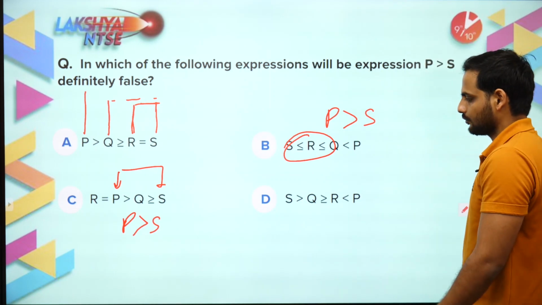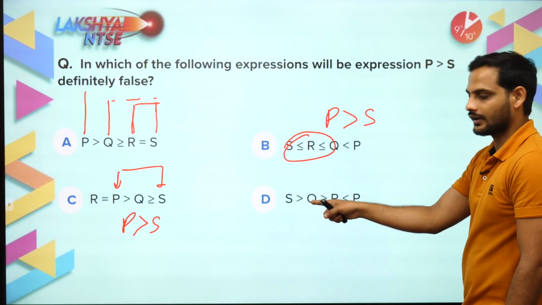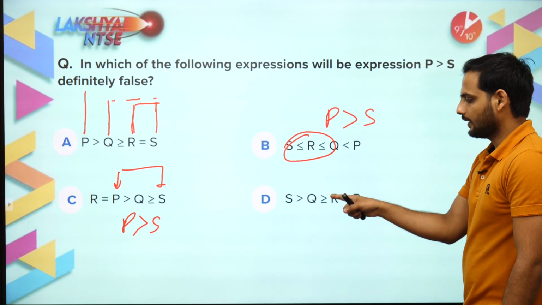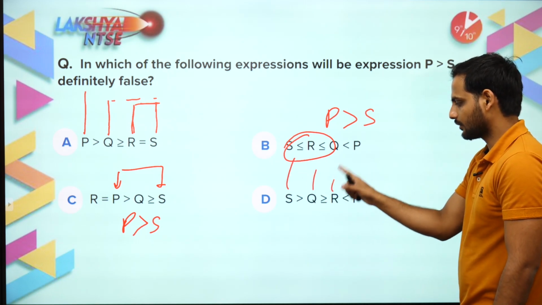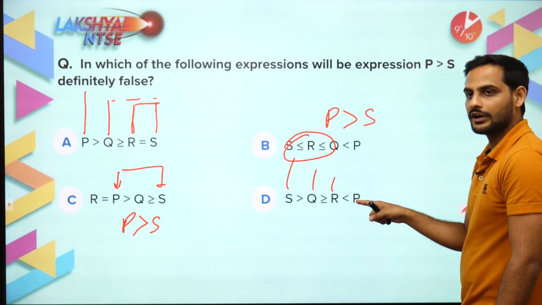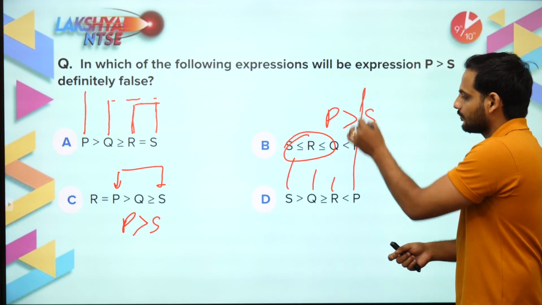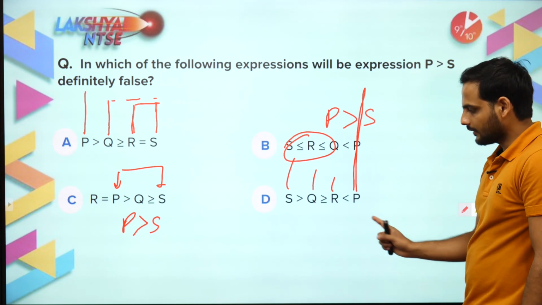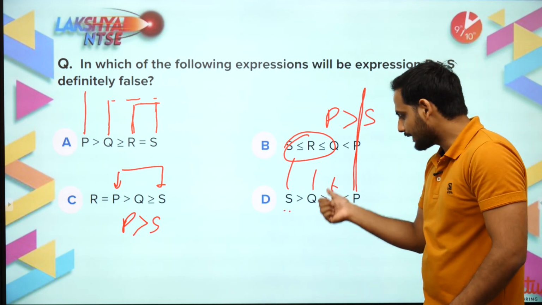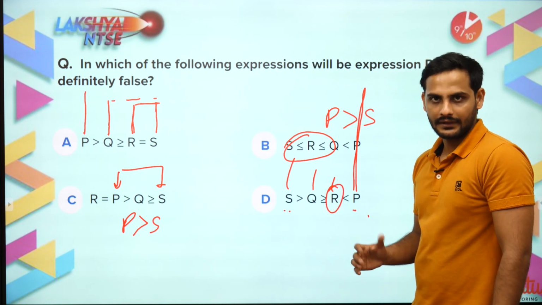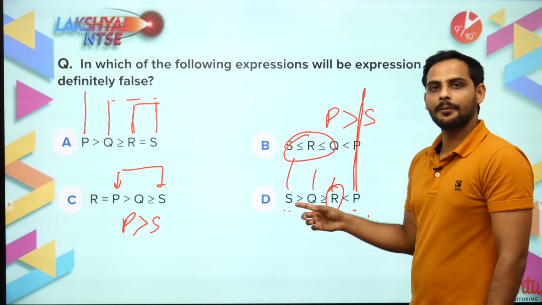Here, as you can see bachon, S is greater than Q. Q is greater than or equal to R. So S I know is tallest among them all, and R is smaller than P. Now you don't know how much greater or smaller P is than it. Correct? So I cannot get a relationship between P and S because the combining link here is R. Understood? These are not in the proper order.